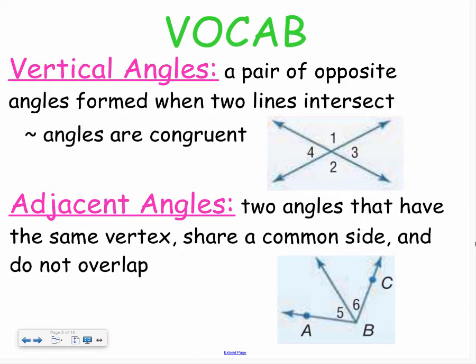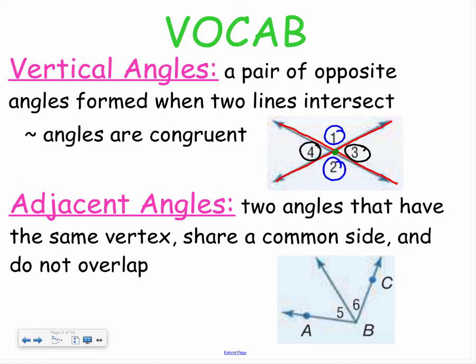The first type of angle that we're looking at is called the vertical angle. They are pairs of opposite angles formed when two lines intersect. So we have the two lines coming across and intersecting each other at the vertex point in the middle. The vertical angles either stack up on top of each other, so angle 1 and angle 2, or they form the right and left pair, so angle 4 and angle 3.